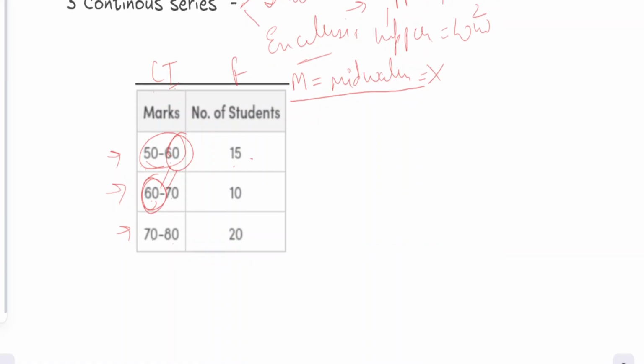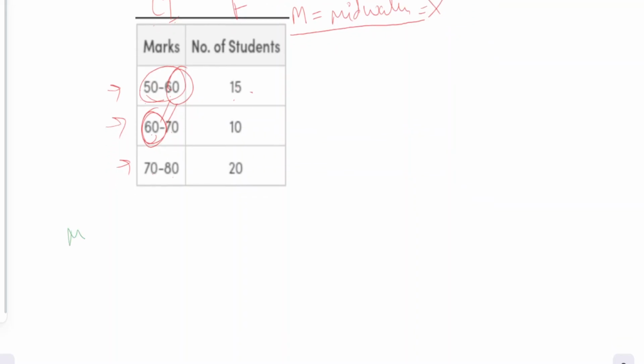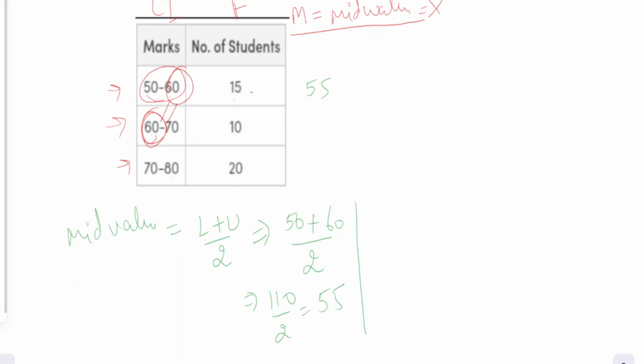Let's try to find out first. Middle value is calculated as lower limit plus upper limit divided by 2. Let's calculate it for the first interval. The lower limit is 50, the upper limit is 60, divided by 2. That is 110 divided by 2, which will be 55. So the middle value for the first interval is 55. You can calculate it for the next two. Do it fast, you have 30 seconds to calculate.